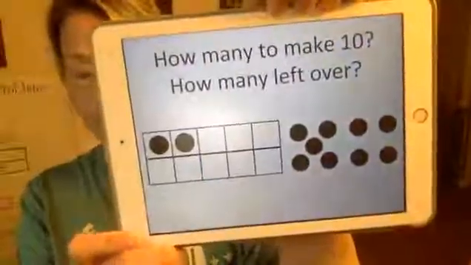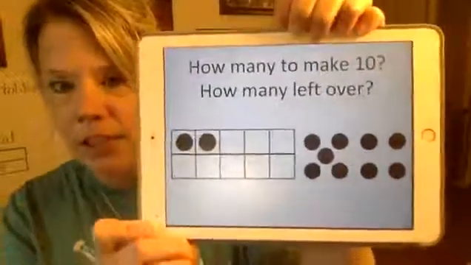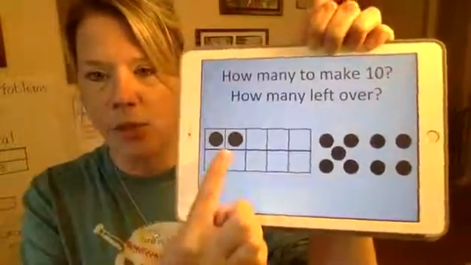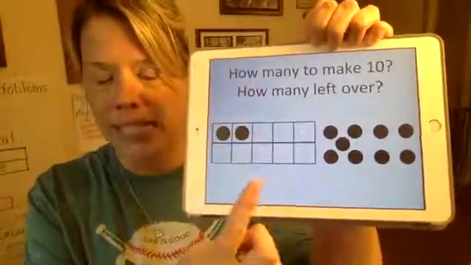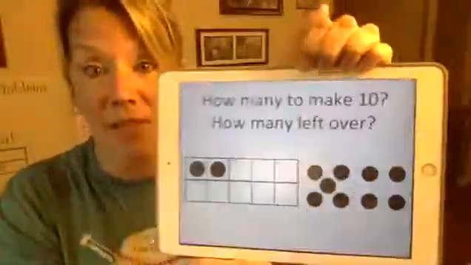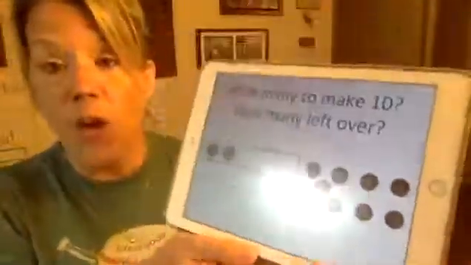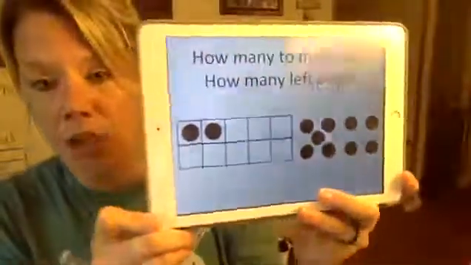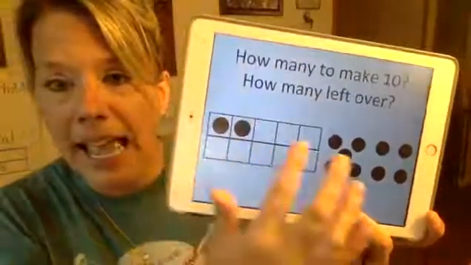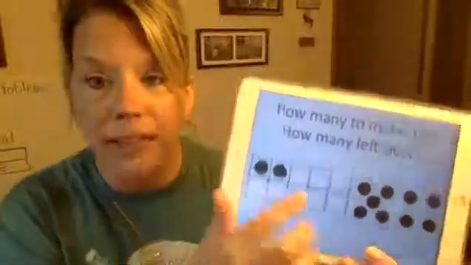Here we go. I'm going to leave this up longer. So how many to make 10? I see that I have 2, and I know I would need 8. And then here I can subitize, I have 9 right there. So I know I'm going to need, I have 2, and I'm going to need 8 from here, so that'll leave 1 left over.